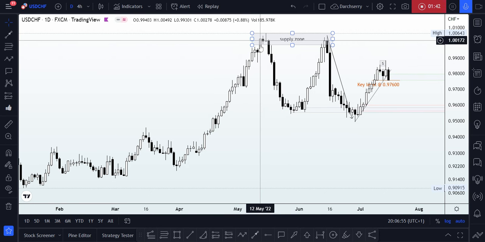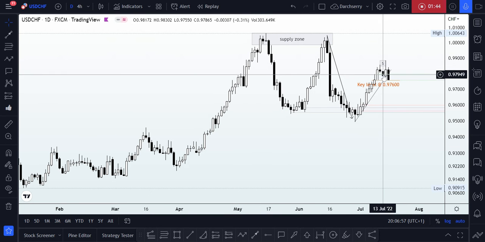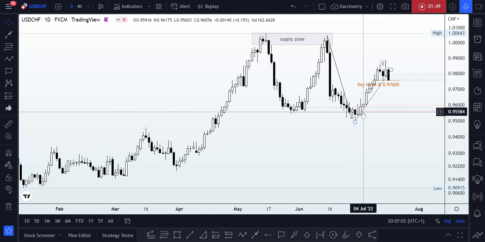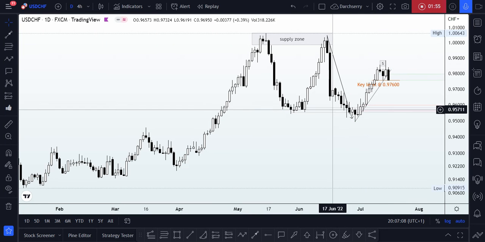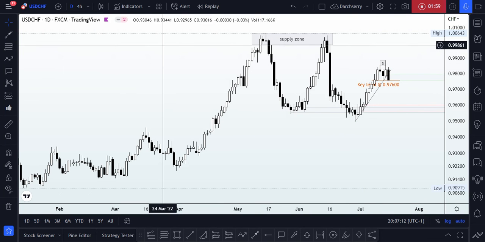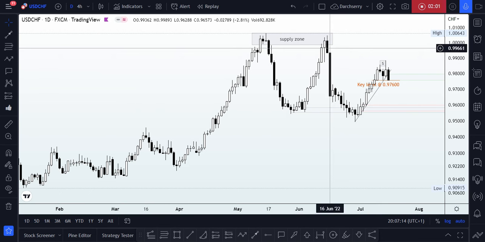But let's ignore that for now and let us see how price action has been playing out in the last 2 weeks, and let's use that to decipher where price action might be heading as we head into the new week. Now, to do that, we need to scale down to a much lower time frame so that we can see how structure has been playing out.